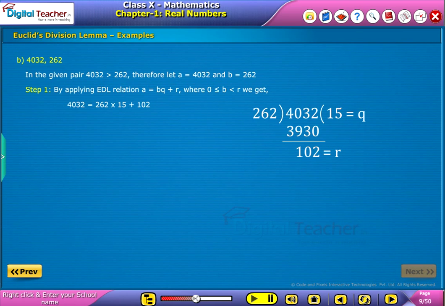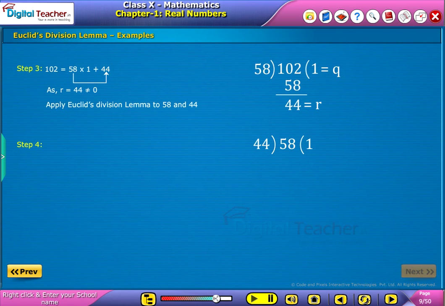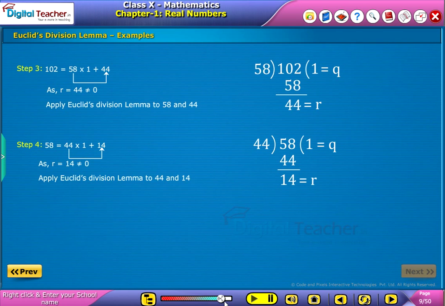So, 4032 is equal to 262.8 into 1 plus 44. As R is equal to 44, which is not equal to 0, apply Euclid's division lemma to 58 and 44. Step 4. Here 58 is equal to 44 into 1 plus 14. As R is equal to 14, it is not equal to 0. Apply Euclid's division lemma to 2 into 7 plus 0.